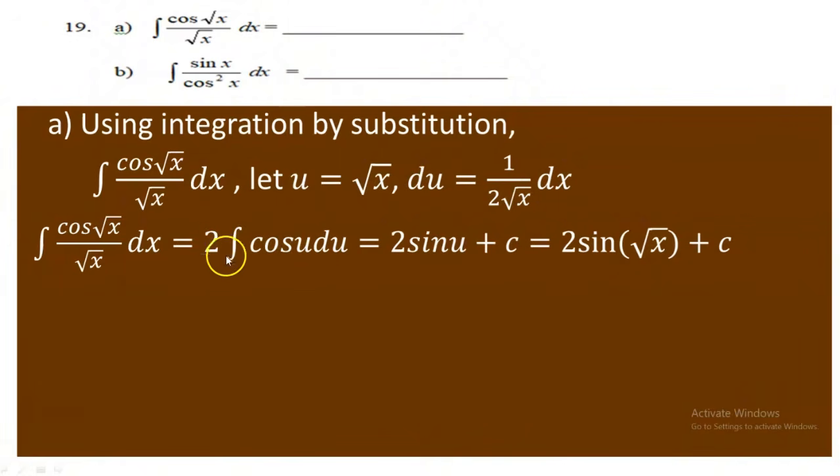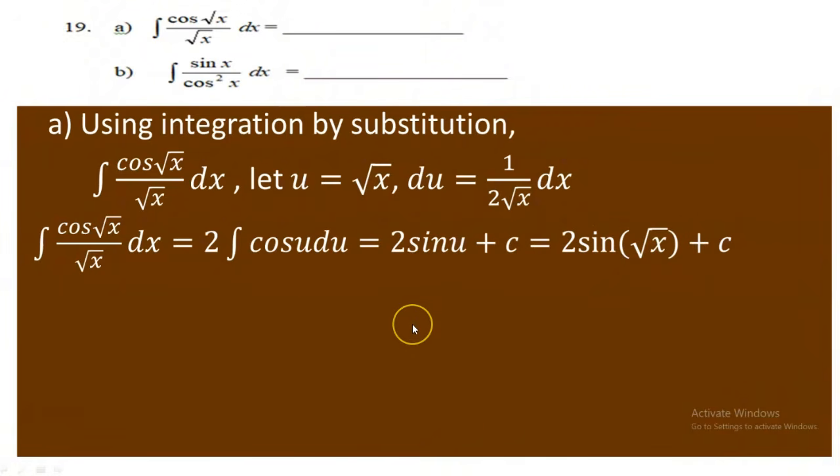Then we know that the integral of cos u is sine u, right? So this will be 2 times sine u plus any constant real number, okay? So finally, placing u's value, which is radical x, in place of u, we have 2 times sine radical x plus c, so it is done.